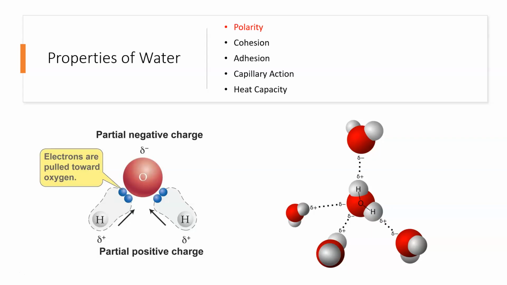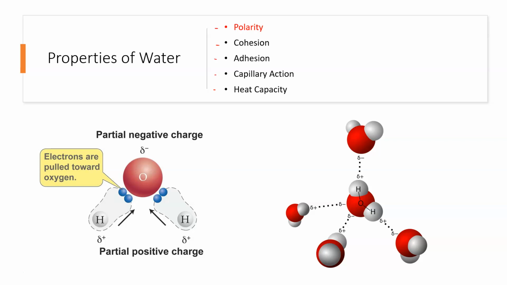So let's jump in. Properties of water. Right off the bat, we have 5 properties of water that I want to focus on: polarity, cohesion, adhesion, capillary action, and heat capacity. We're going to talk about every single one of these properties and identify why water has that particular property and how that property affects living things.